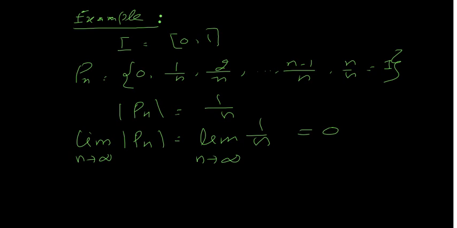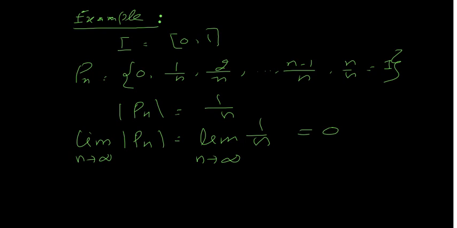So that's an example where you can see that the limit of the mod of Pn is approaching 0. This is the sequence of partitions for P1. If we choose n equal to 1, then the partition is 0 to 1. It is only 2 points, 0 and 1. Then we have only one subinterval, 0 to 1.